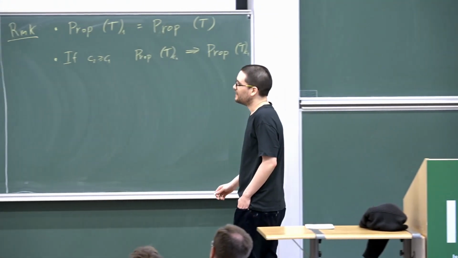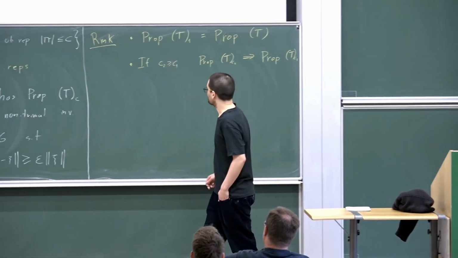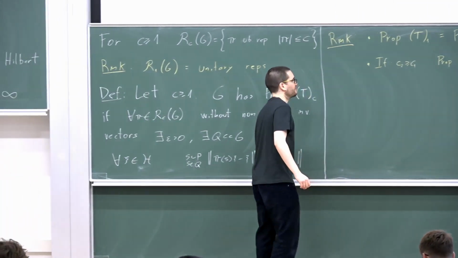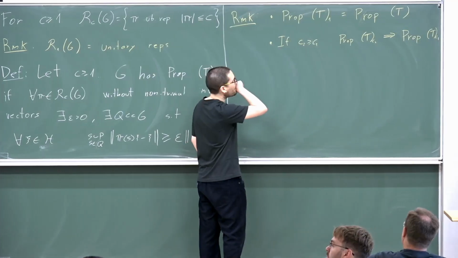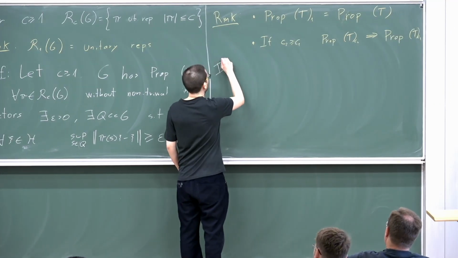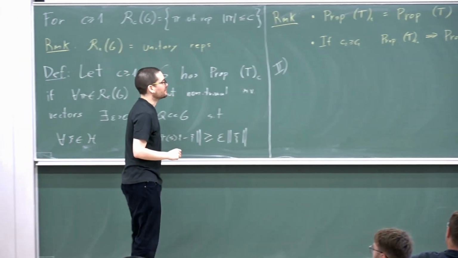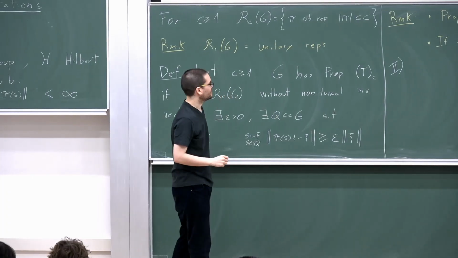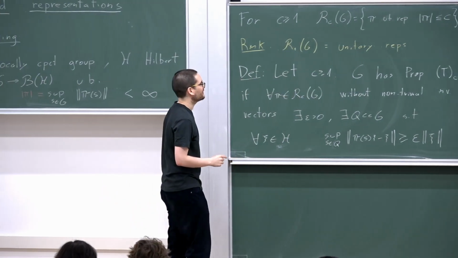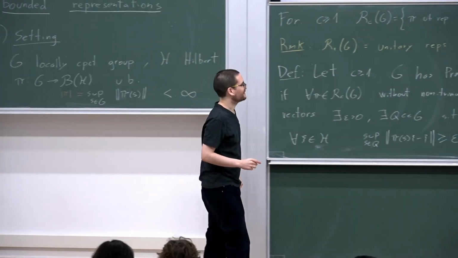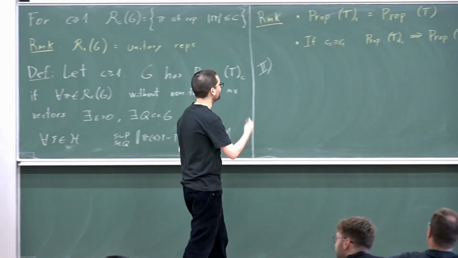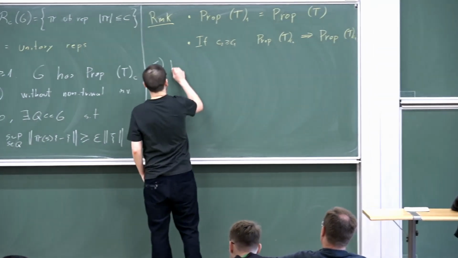And I want to say a few words about Kazhdan projections, mainly to connect this a little with strong property T. At some point I thought about giving as a title "not so strong property T", because it's stronger but not that strong. But okay. So Kazhdan projections.